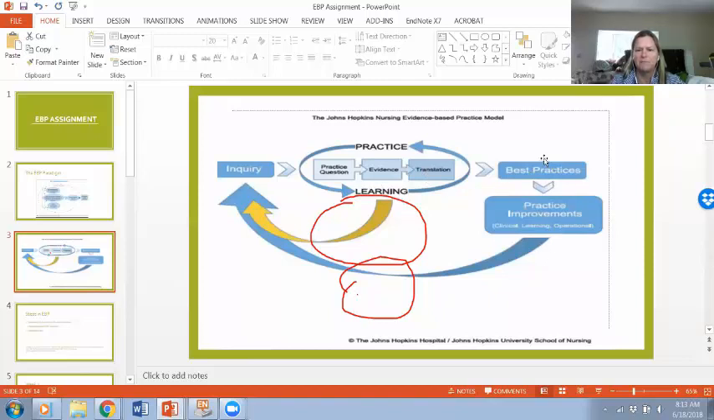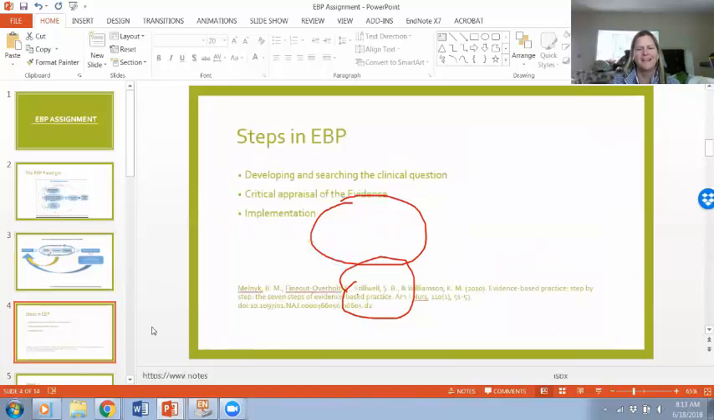And that becomes best practices with practice improvements, clinical learning, operational, and then we go back and ask, is that change we made working? So that's really evidence-based practice, that our practice is based on the highest level, robust evidence.